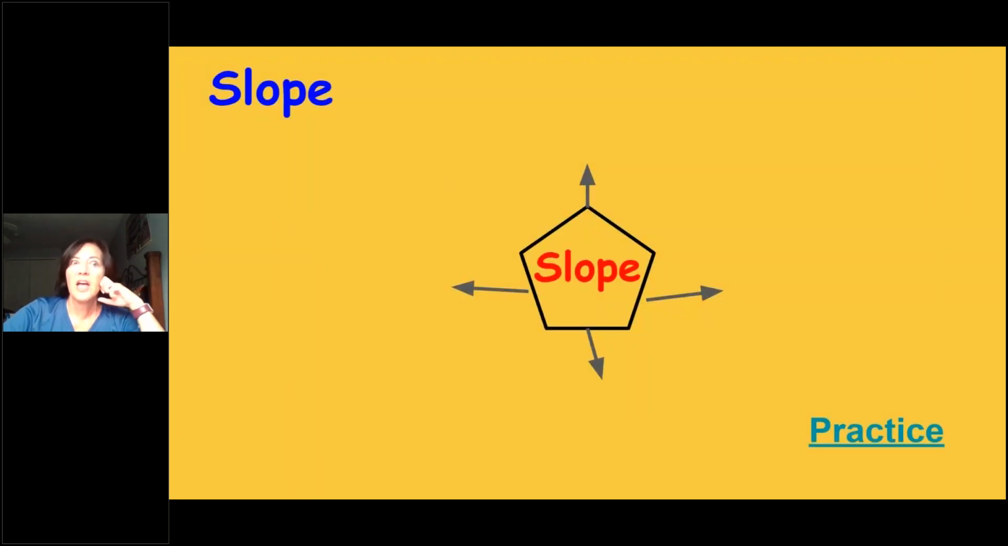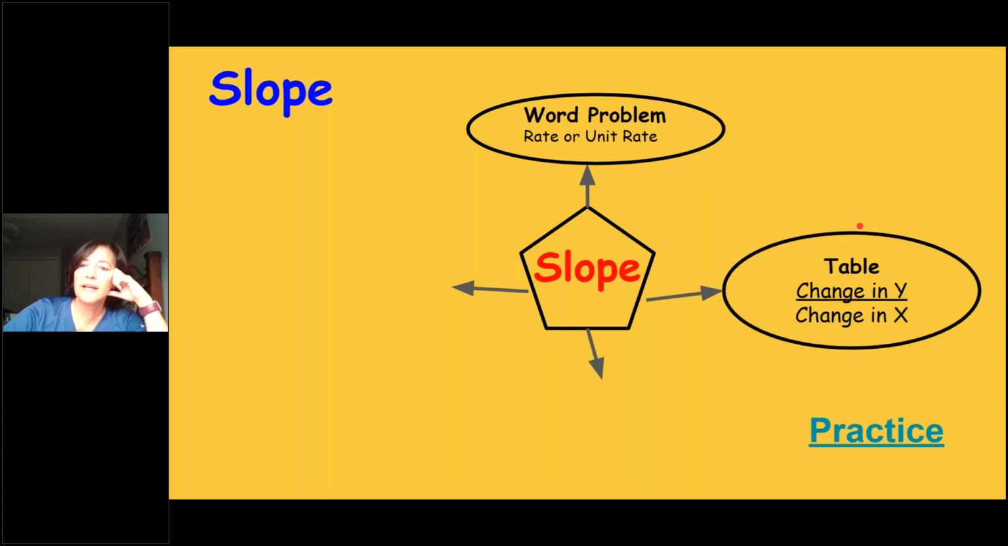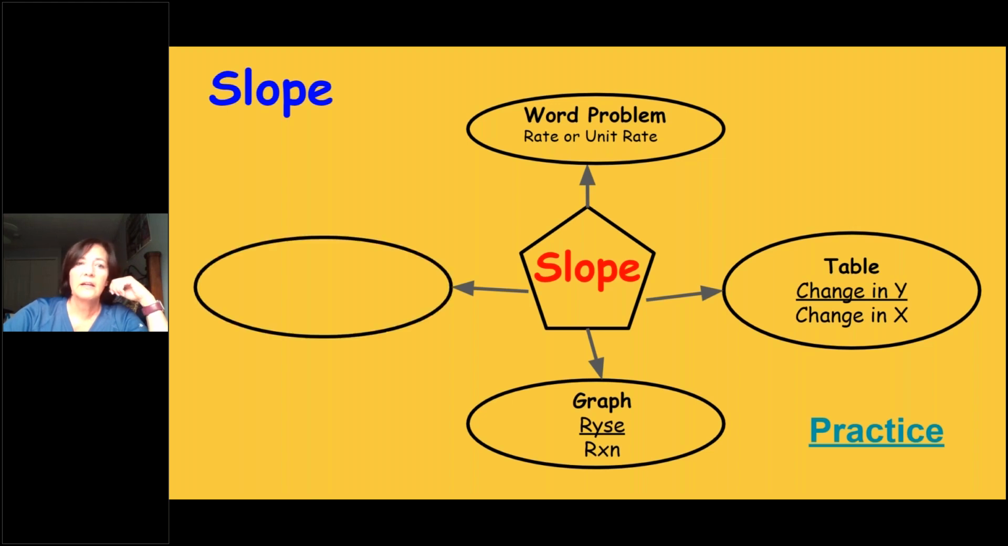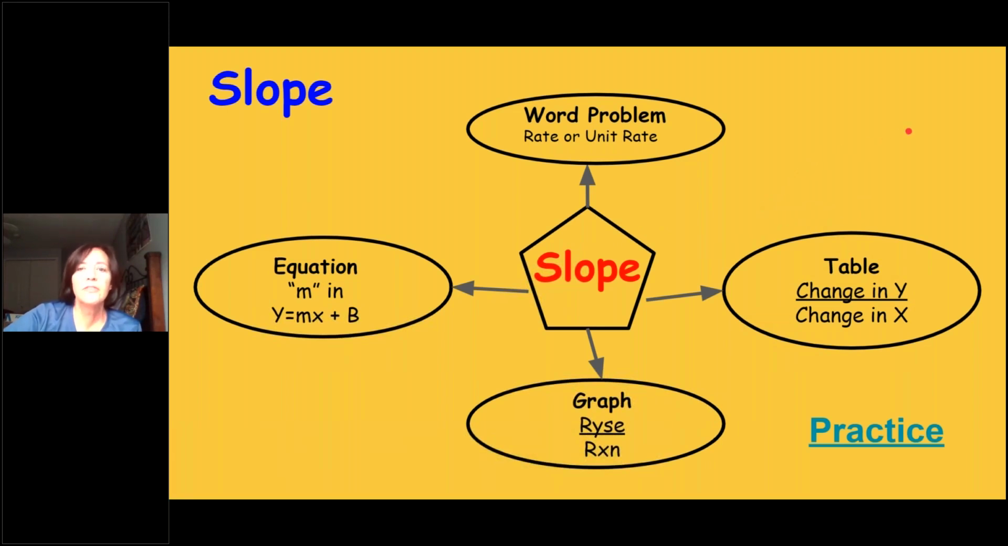Now here are some more notes. I'm going to work through them quickly. There are several videos that I've done that include these that explain all of the different details. But slope with a word problem is found one way. On a table, it's found another way. On a graph, it's found another way. And in an equation, it's found another way. This is another page. Take a screenshot or copy down these notes. You will need all of this information memorized walking in the door. Take a screenshot.